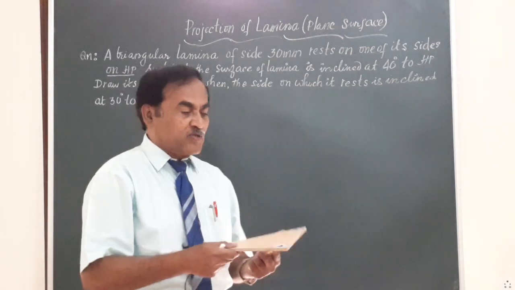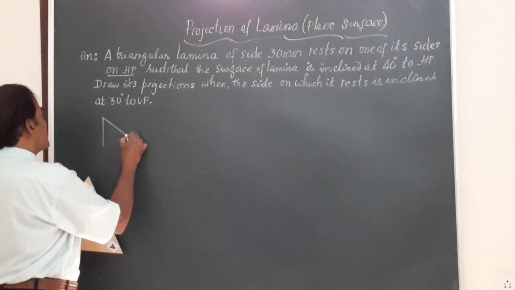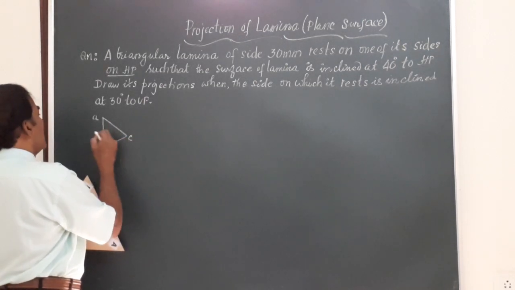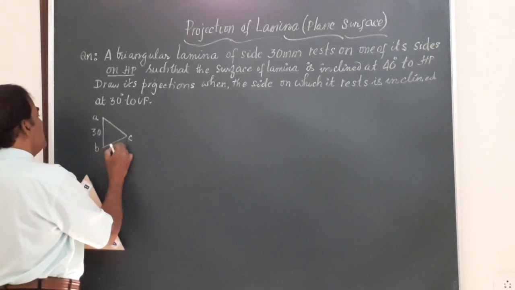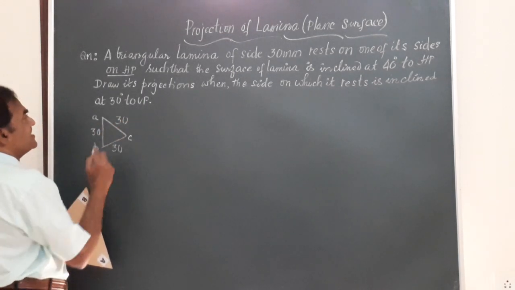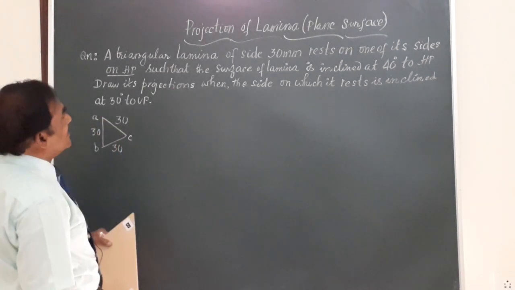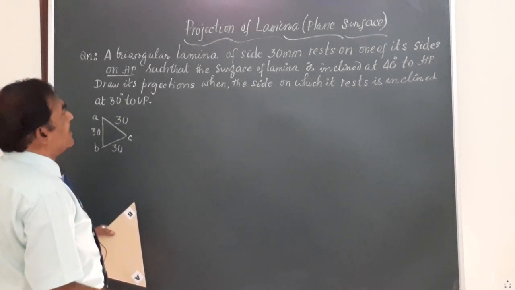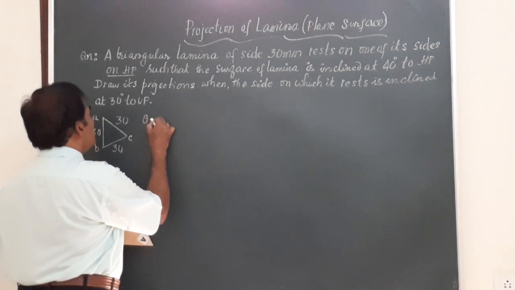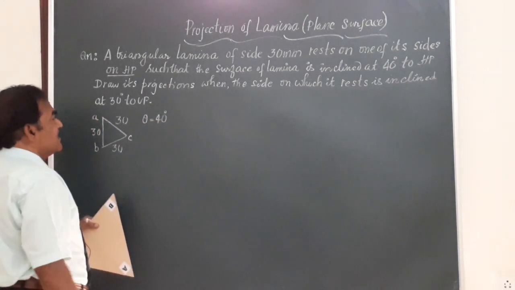So friends, before that, let me write down the data given. We have a triangular lamina here. It is triangular in shape, with three sides A, B, C, and each side measures 30 mm: 30, 30, 30. Obviously, the interior angles will be 60 degrees, 60 degrees, 60 degrees. It rests on HP on one of the sides, say AB, such that the surface of the lamina is inclined to HP. The inclination of the surface of the lamina is given by theta, equal to 40 degrees to HP. So he has given that information.